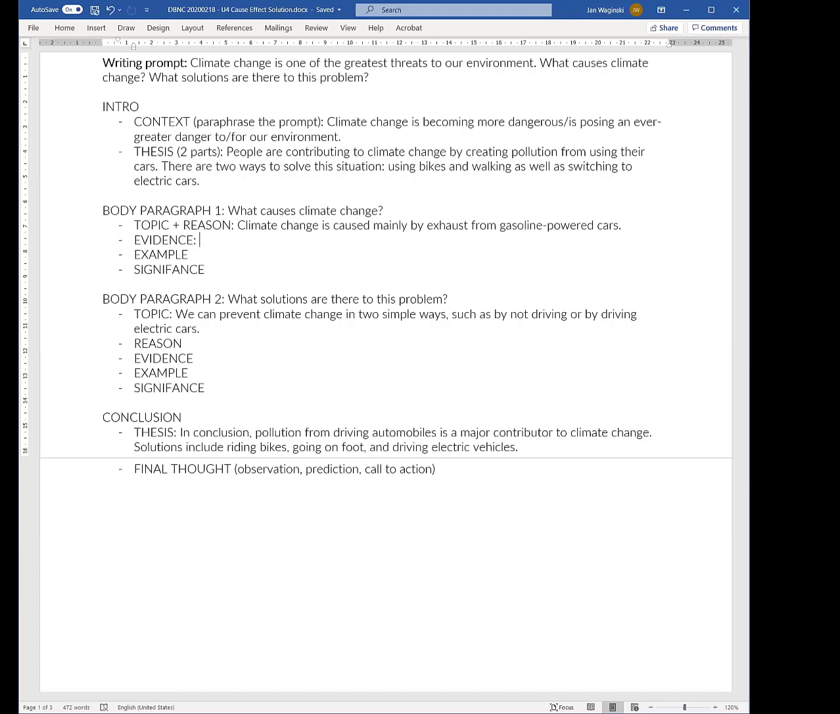So I need to start with exhaust from gasoline powered cars can impact on climate change, such as pollution. But how do cars cause climate change? Like, what's the mechanism that they keep telling us about in the news? They're exploring gasoline to the air. In that way, they make the pollution through the air. How?